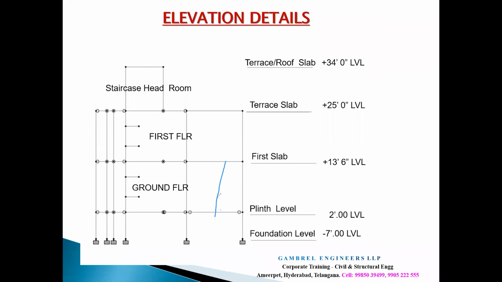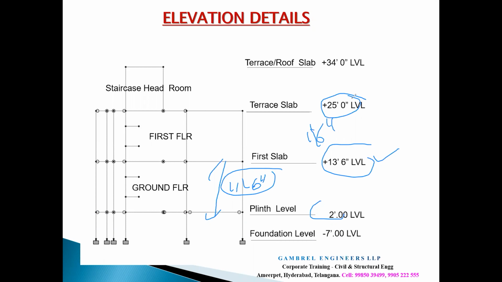And then floor to floor height is 11.5 feet. Floor to floor height is 11.5. So 11.5 plus 2 feet, because we are mentioning levels now. 11.5 plus 2 is 13.5. 13.5 plus again 11 feet 6 inches is 25 feet. 25 feet plus 9 feet only, this height is only 9 feet. So 25 plus 9 is 34 feet.